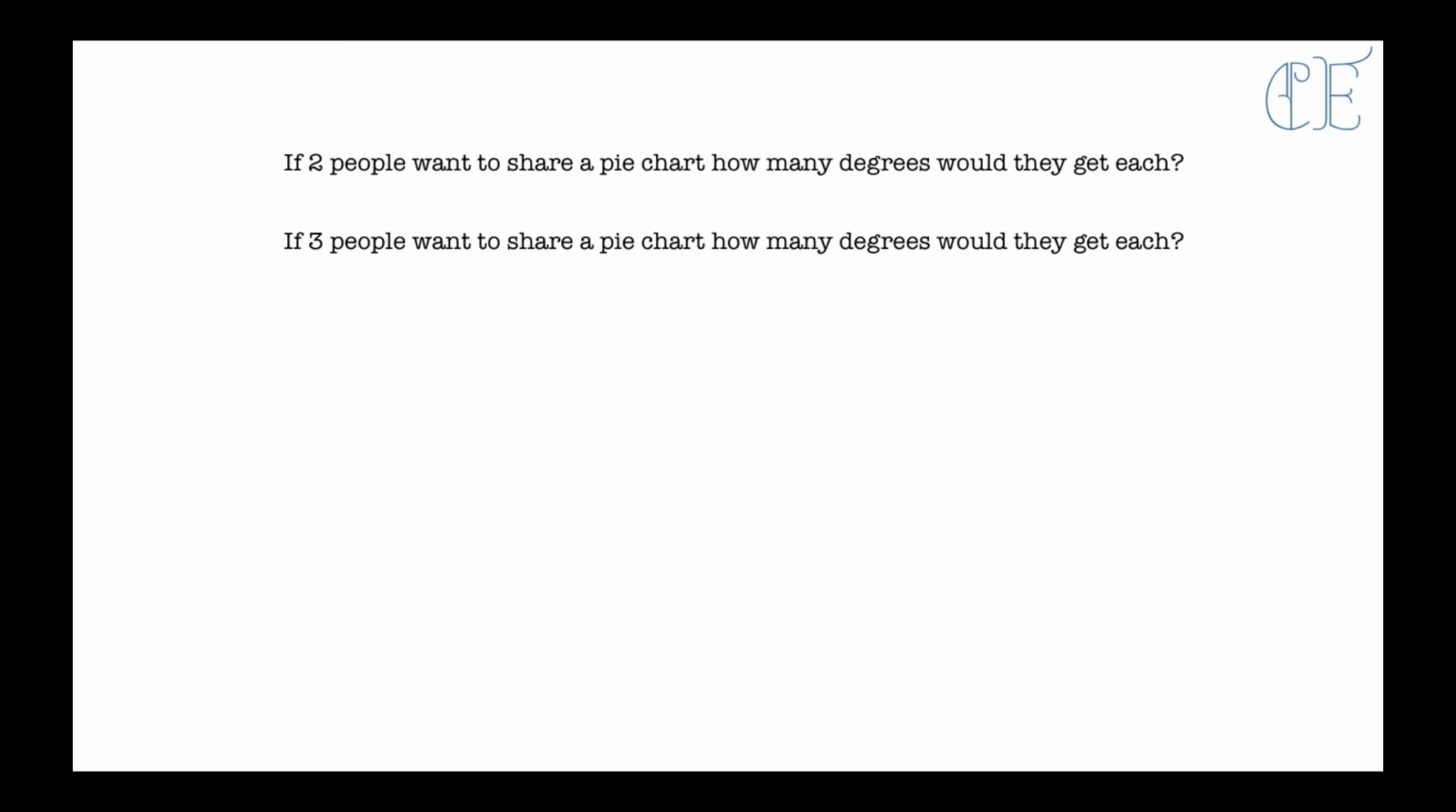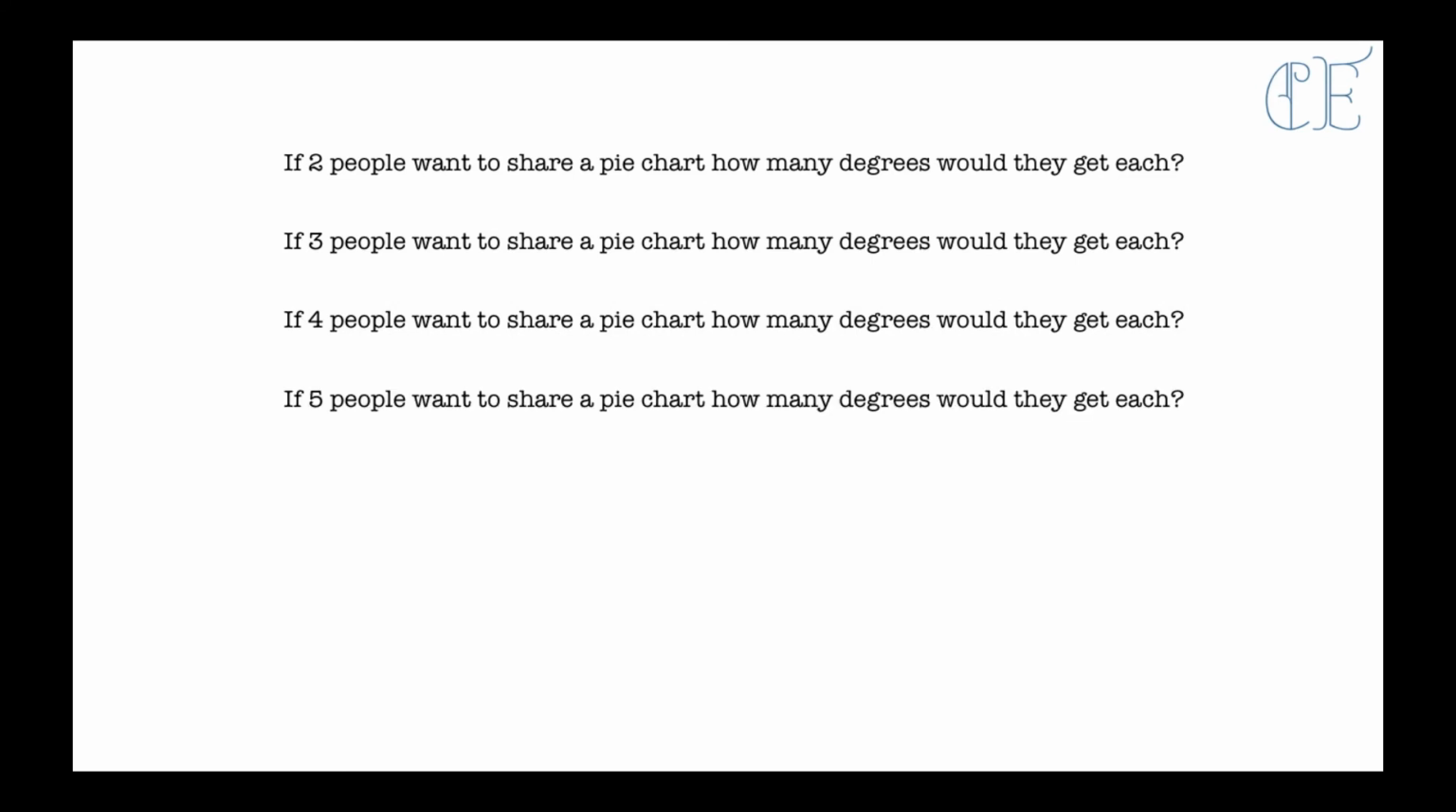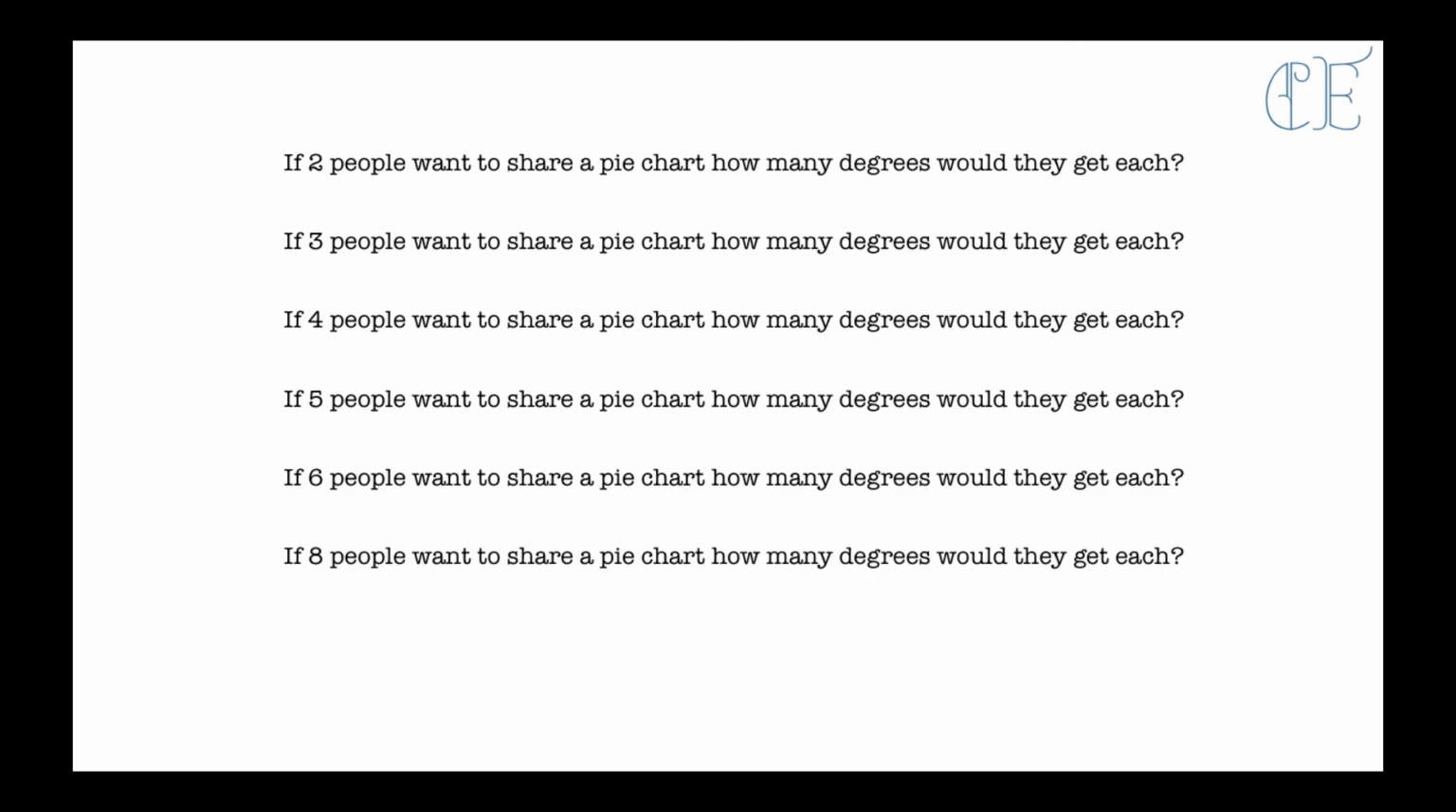So again, if 3 people, that'll be 120 degrees each. 4 people, we divide by 4, 90 degrees each. Okay, and so on. So 5 people, divide by 5. 360 divided by 6, divided by 8, divided by 10. So it matters how many people are being asked.